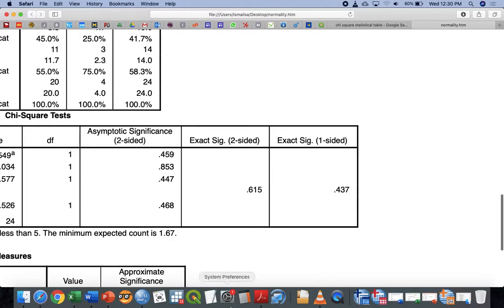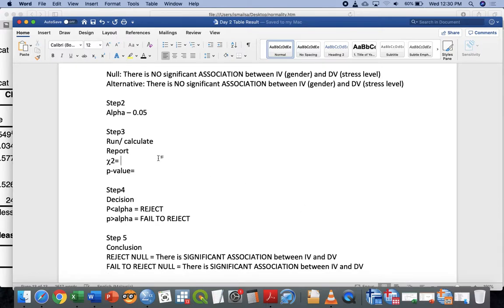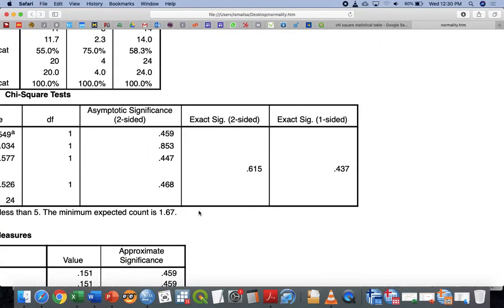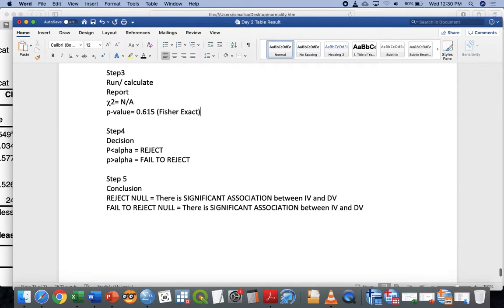So if you want to report your findings, you have to report like this. The chi value is equal to NA, not applicable because it's violated. And then your p-value will be 0.615. You put here Fisher exact. Then you reject or fail to reject. You fail to reject the null hypothesis. And what is your conclusion? You are going to conclude that there is no significant association between IV and DV.